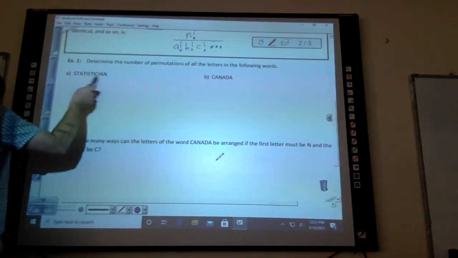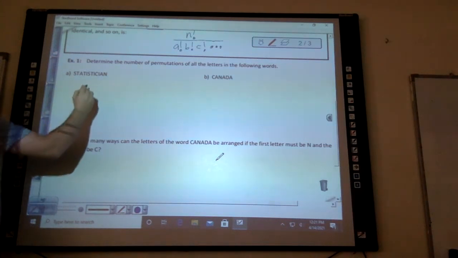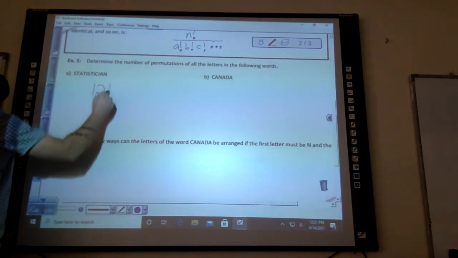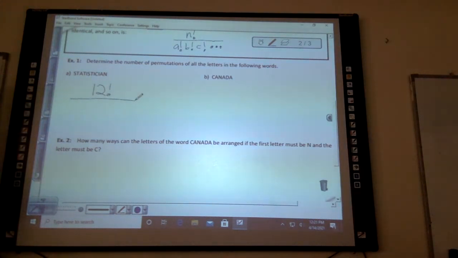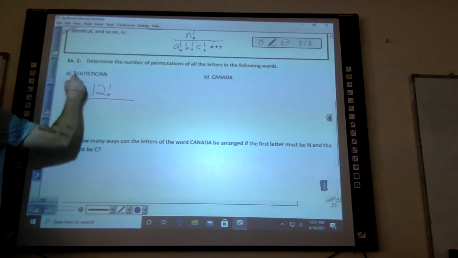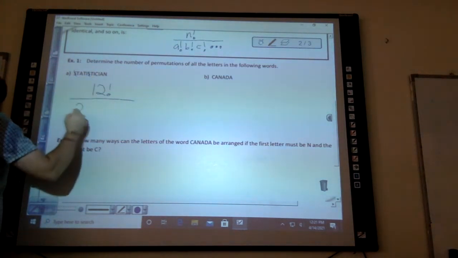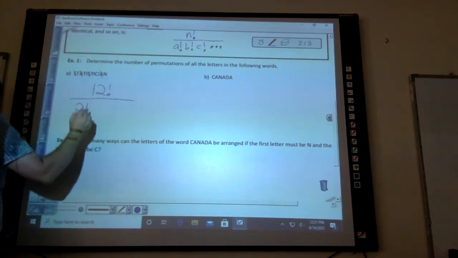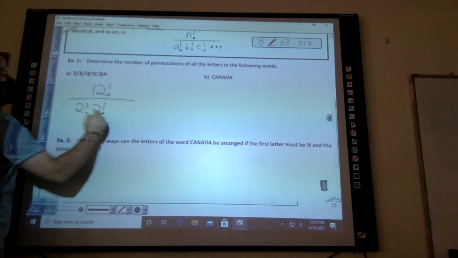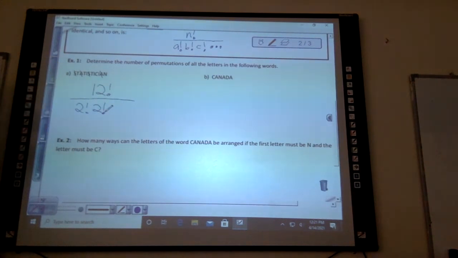So there's 12 letters here, is that what you're saying? Yeah. So I've got 12 letters total, so I'll put 12 factorial on the top. And let's find doubles. So what's a double that you can see? Or triples? S? Okay. So I've got 2 S's, so I'll put 2 factorial. I've got 2 A's, so let's put a 2 factorial. Notice I'm crossing things out as I go to help keep track.